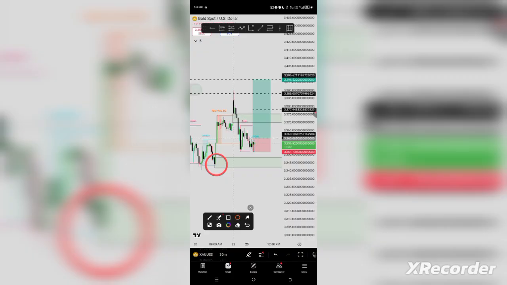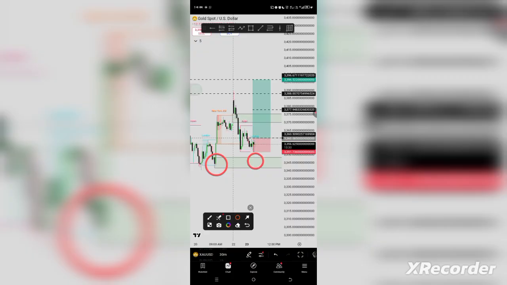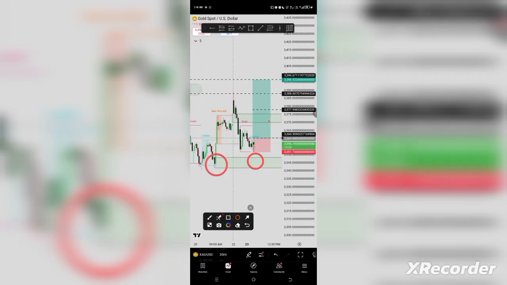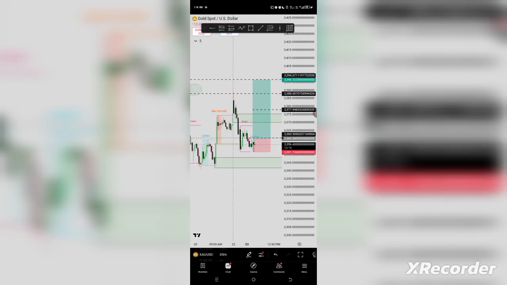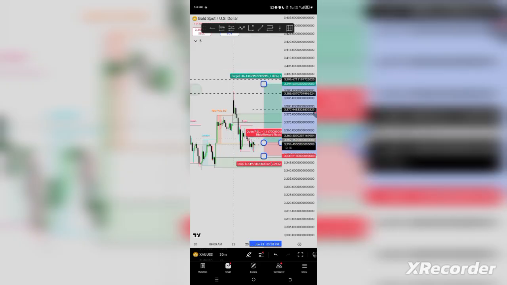price already mitigated the demand zone right here. So around Asian section, yes. And we can even call this a liquidity sweep, yes. And I've not taken this trade yet. I just put it. I was expecting, hold on.